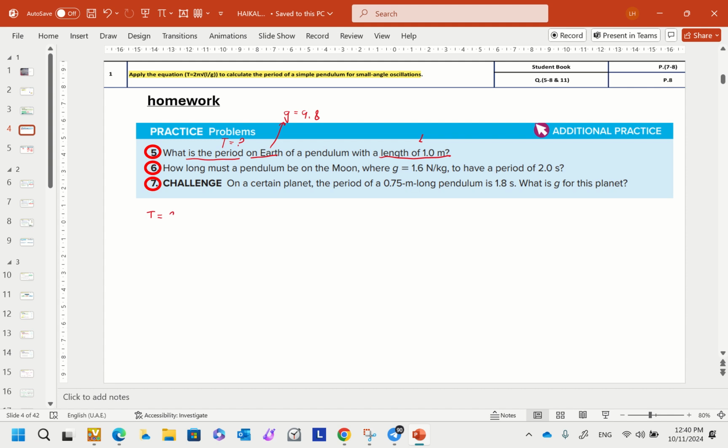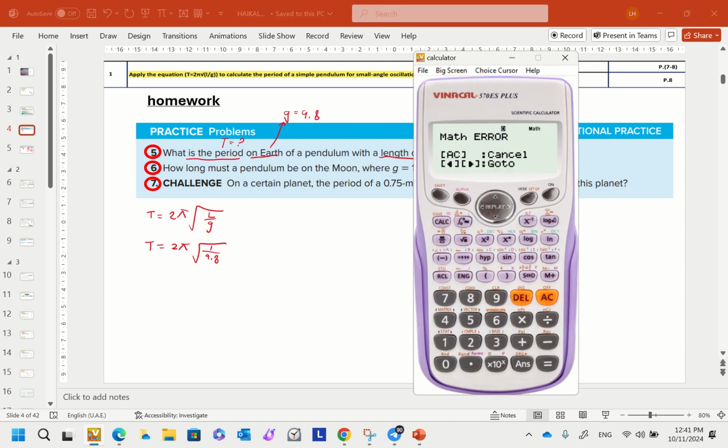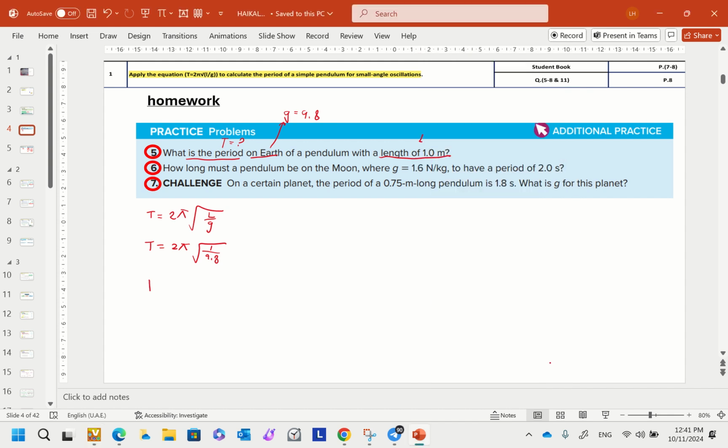So we'll write the equation T equals 2 pi the square root of L over g, and then substitute using the calculator. T equals 2 pi the square root of L, which is 1, over g, which is 9.8. Using the calculator, I'm going to multiply 2 pi by the square root of 1 over 9.8, equal, that's 2. So the period is equal to 2 seconds.